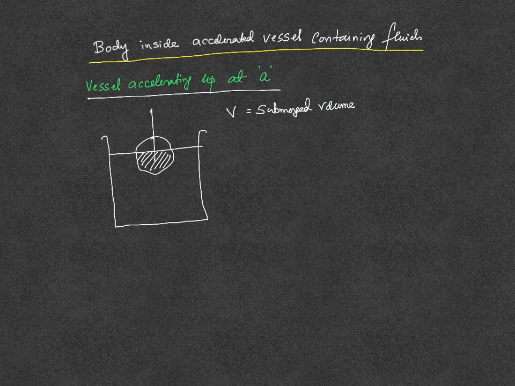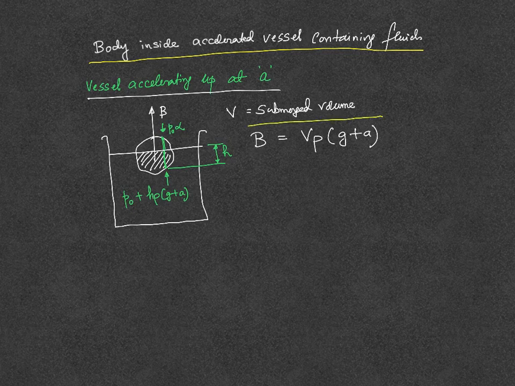So here the buoyant force will obviously be V rho into (g plus A). The reason is quite obvious, because if you want to derive it this way, at a certain height H below the free surface, the pressure happens to be H rho (g plus A), as we have derived before, obviously plus P naught. And if you consider this cylinder, from the top it is P naught times alpha. In this way you can find the net force. If you consider all these cylinders making up the whole body, then the buoyant force happens to be V rho (g plus A).